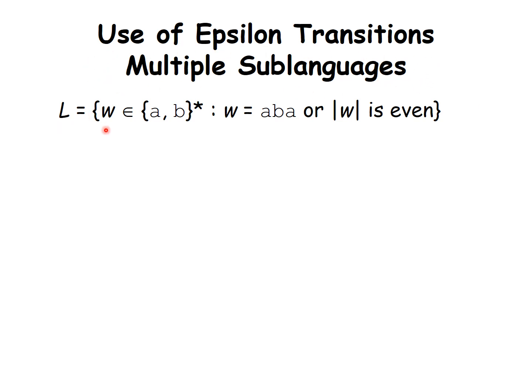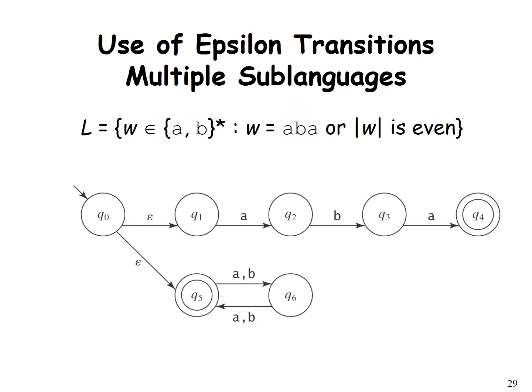L is equal to W belonging to {A, B}* such that W can accept ABA, or the length of W is even. That means either it accepts ABA, or the length of W is even, right? So now first try to construct the NFA for ABA.